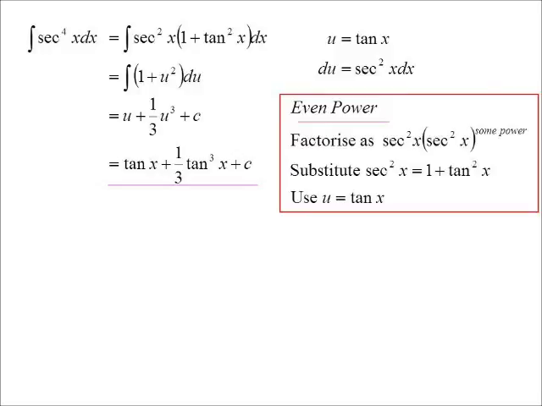So even power, so you can always factorise the sec squared out. It'll leave you as sec to an even power, and that sec to an even power, you can always write as sec squared to the power of something. Sec squared becomes 1 plus tan squared, and you've got a simple substitution.